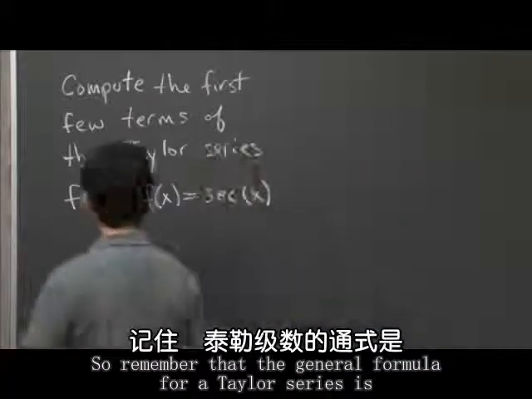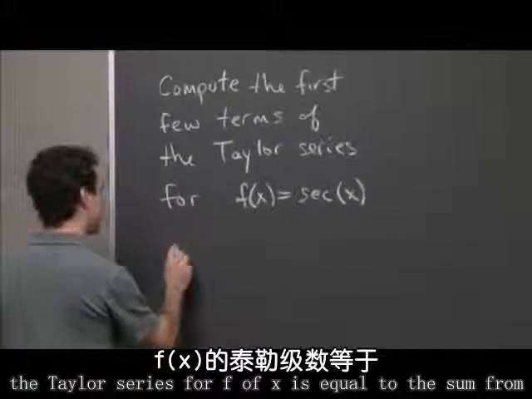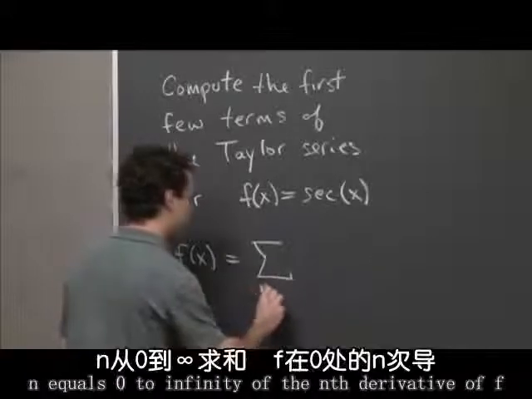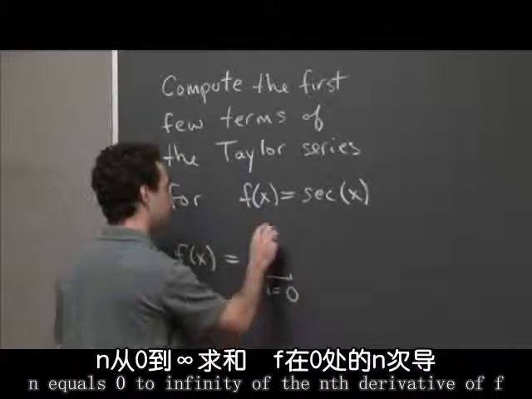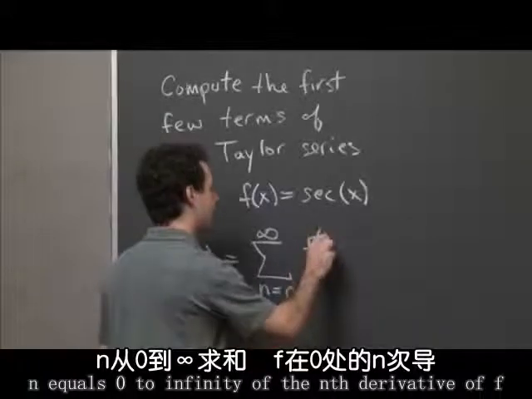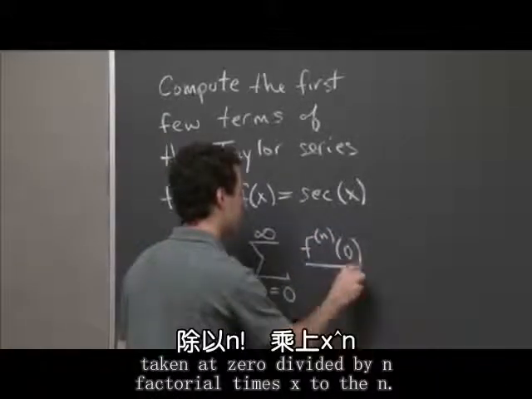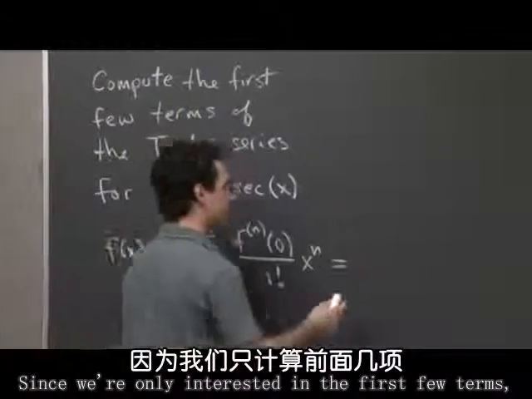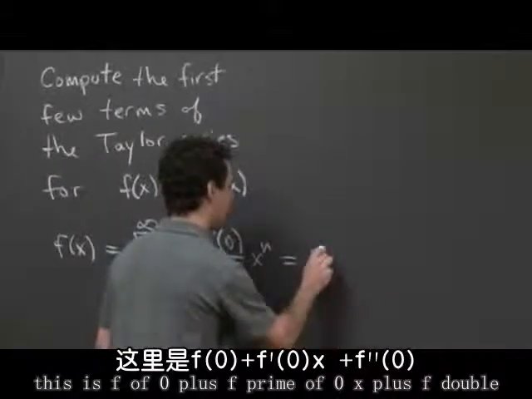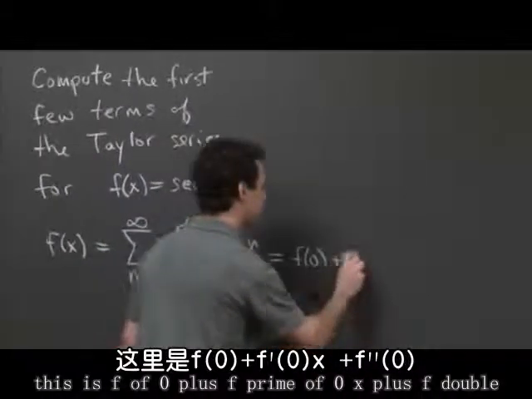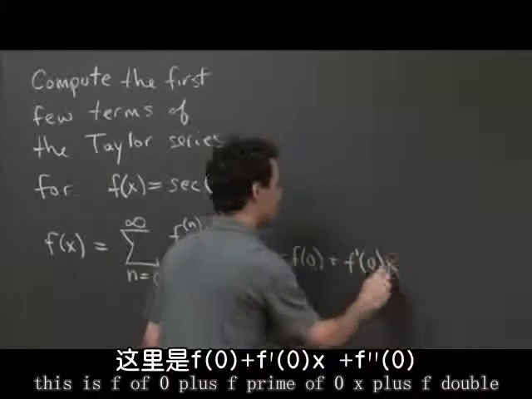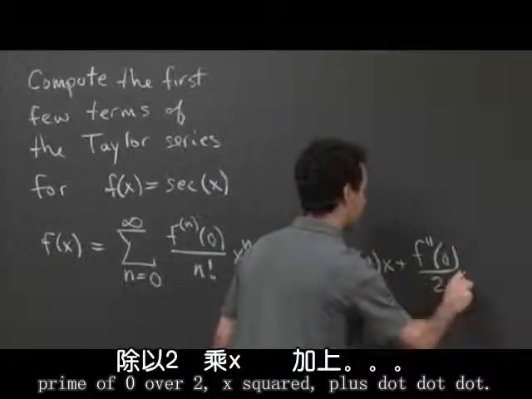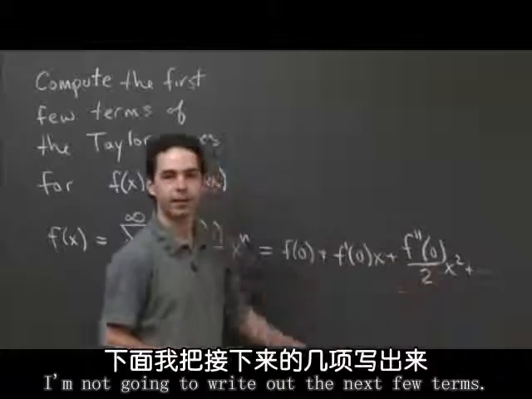So remember that the general formula for a Taylor series is the Taylor series for f of x is equal to the sum from n equals 0 to infinity of the nth derivative of f taken at 0 divided by n factorial times x to the n. And since we're only interested in the first few terms, this is f of 0 plus f prime of 0 x plus f double prime of 0 over 2 x squared plus dot, dot, dot. All right, I'm not going to write out the next few terms.